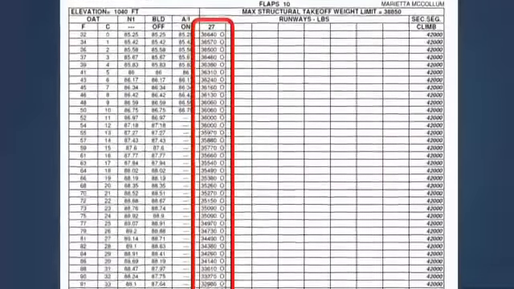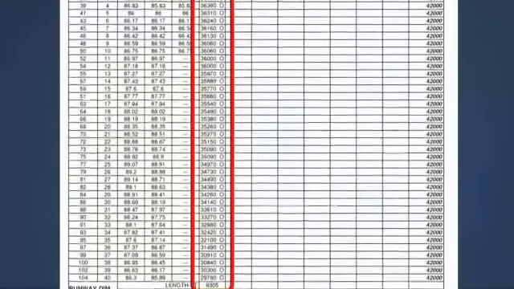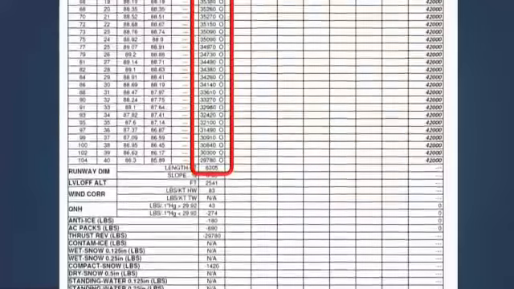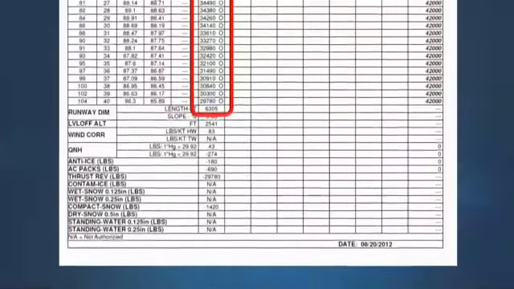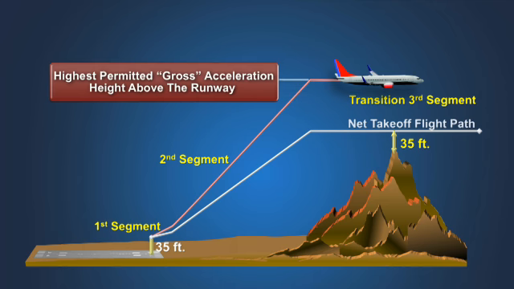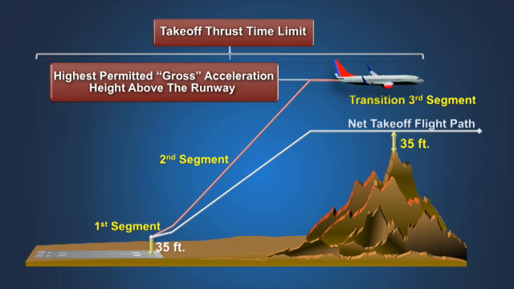When preparing the analysis, the performance engineer must consider the performance data and procedures for calculating the net takeoff flight path prescribed for each airplane type. The net flight path data for most airplanes allow a second segment climb to any height above 400 feet that is necessary to clear obstacles, up to a maximum height that permits the cleanup and acceleration to VFTO speed to be completed within the time limitation on the use of takeoff thrust.